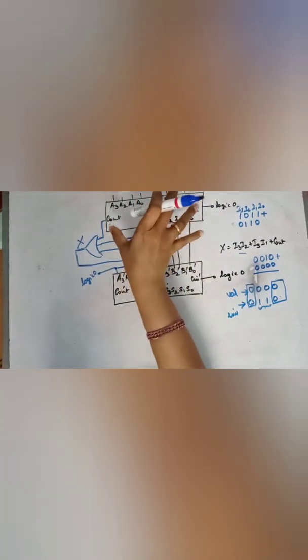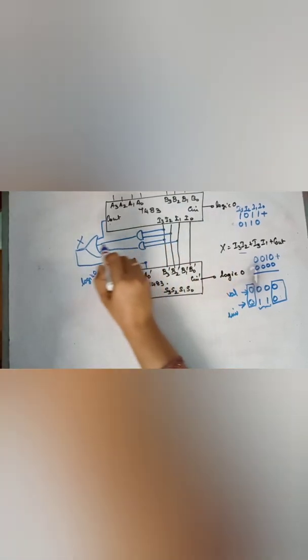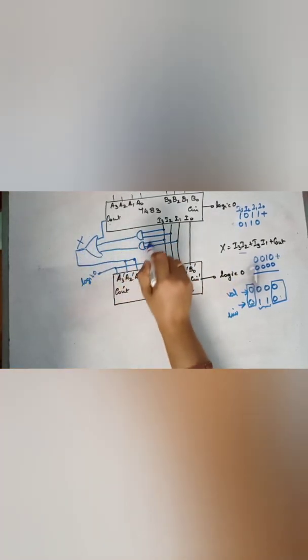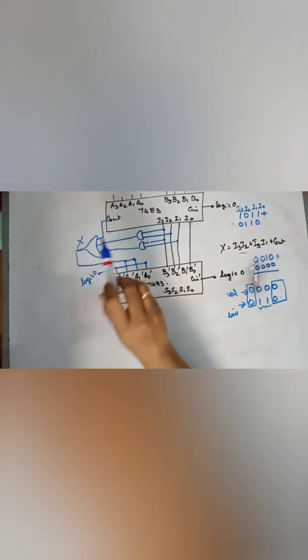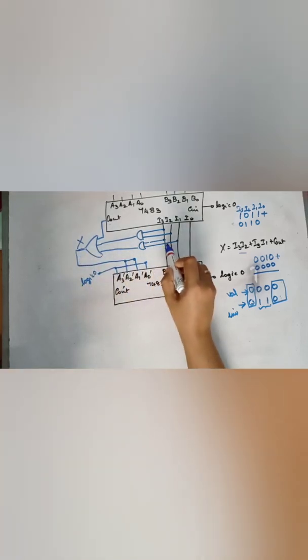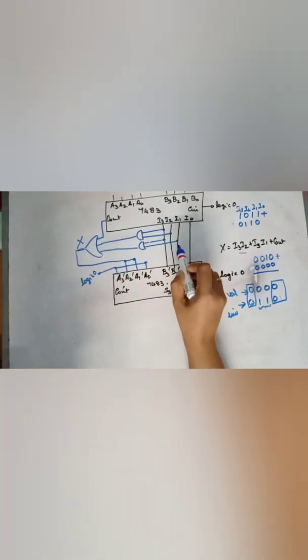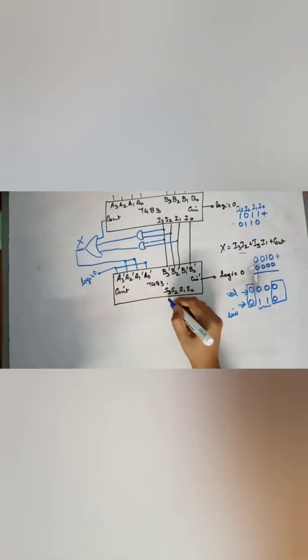So this is for BCD addition. This is for normal addition. If the answer is invalid, that will be corrected by this. If X is equal to 1, then it is invalid, so add 6. If X is equal to 0, then the answer we get here is valid. So add 0 and you'll get the final answer here.